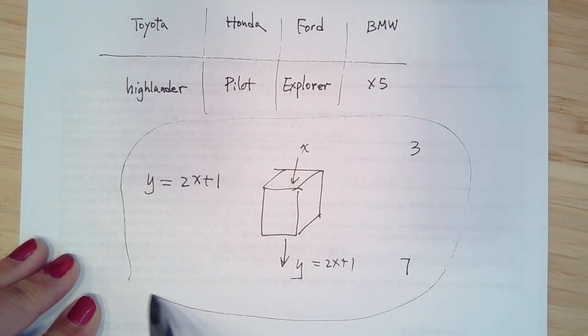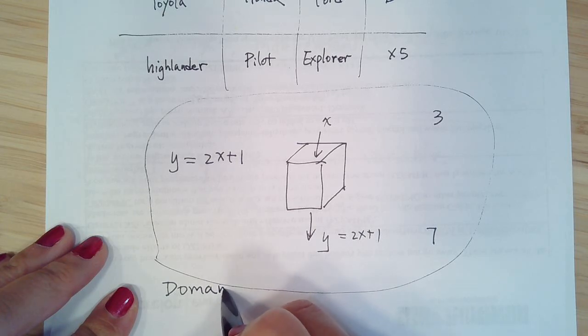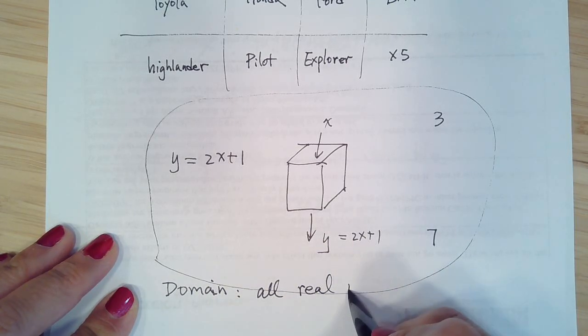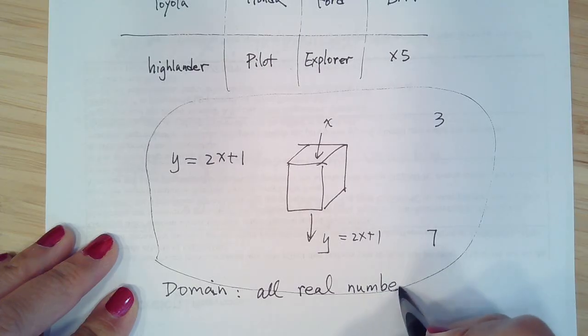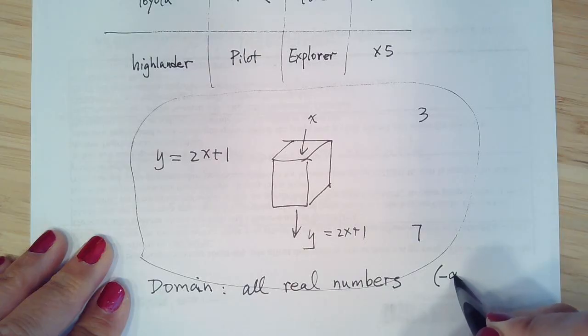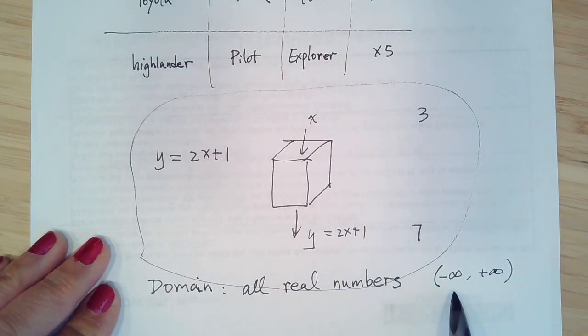What is domain? Domain is what x value could be, the whole set of the possible x values. So that domain is all real numbers. You can also write it using interval notation, from negative infinity to positive infinity. This is the interval notation.